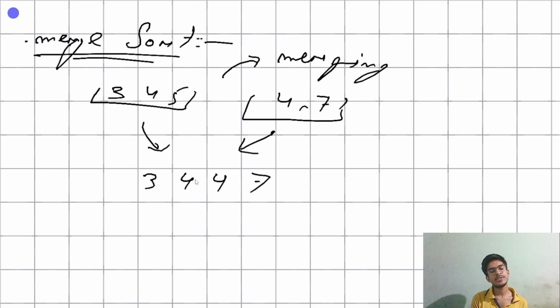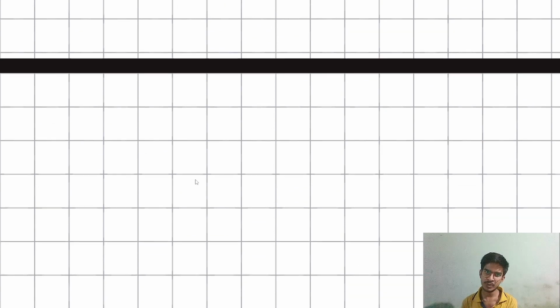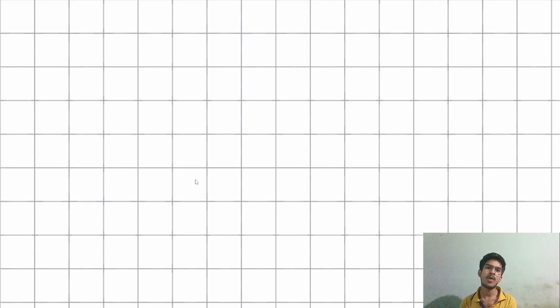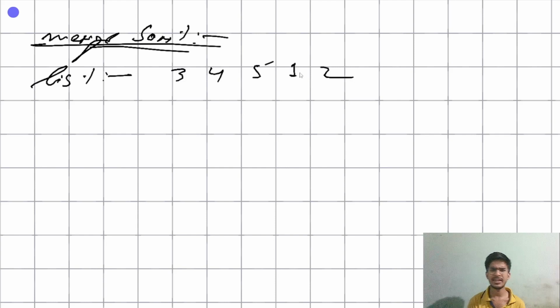So first of all, in this lecture, we'll code the merging part and we'll code the merge sort part. Let's understand merge sort first, then we'll see how merging works, and then how merge sort will work. Okay, so first, explain merge sort. If you have a list of elements, like 3, 4, 5, 1, and 2, it can be any elements.